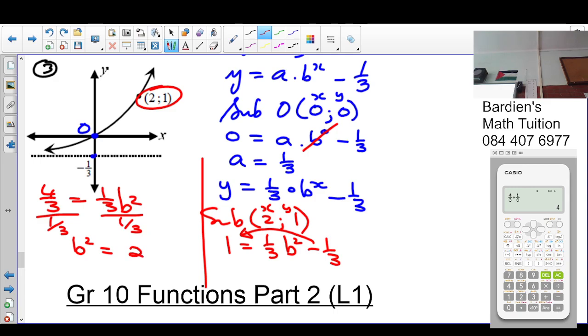Now what? Square root. What must I not forget? Plus minus. Okay, so the square root of 4 is 2, plus minus 2. But remember that b has to be positive. Not so? Therefore, b is equal to 2.